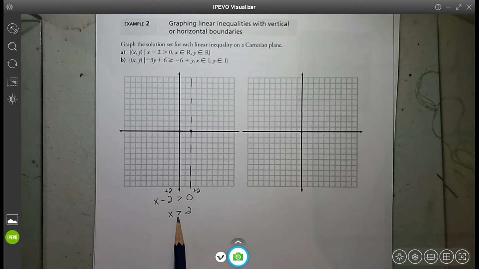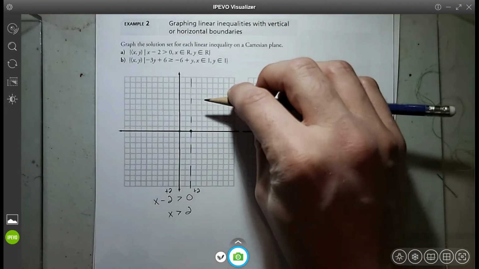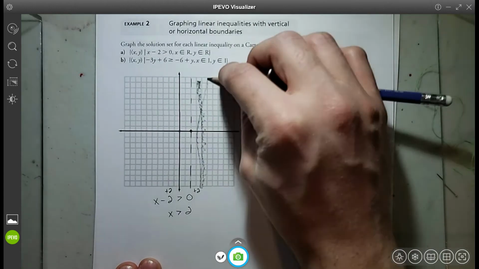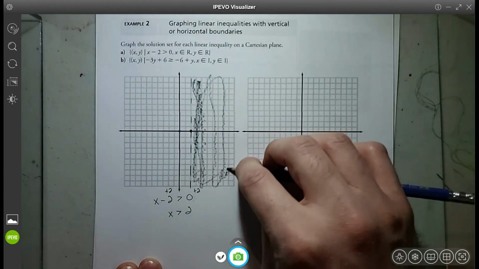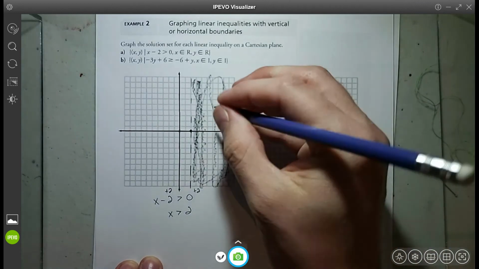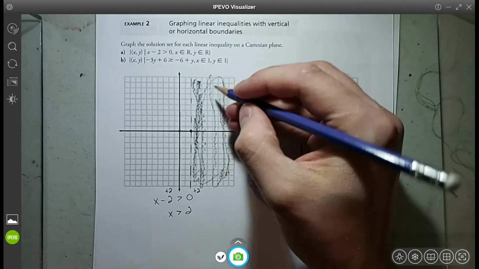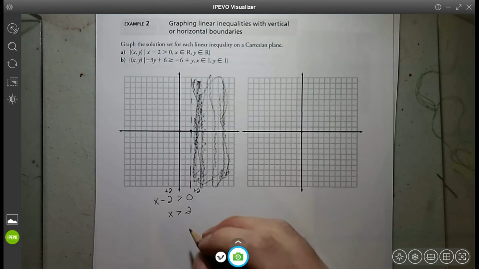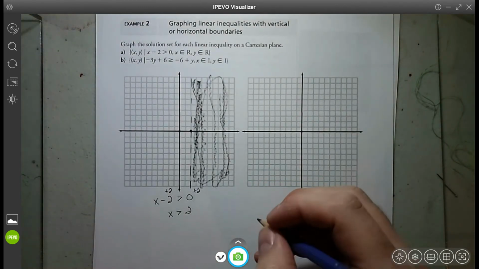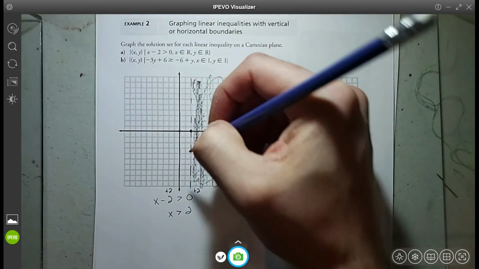Now, all points x greater than 2 will fit. So we can shade in everything over here, greater than x is equal to 2. Right? But we have to make sure that our line is dashed because x cannot equal 2. If we had the little line underneath, x could equal 2, and then we would have that solid line.